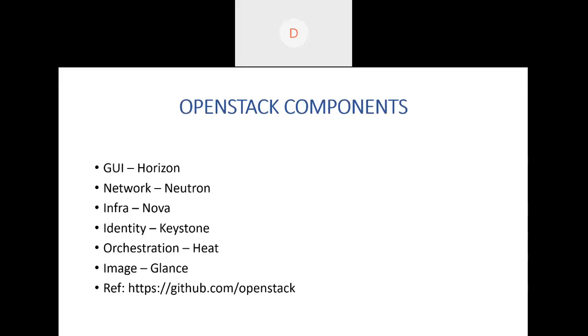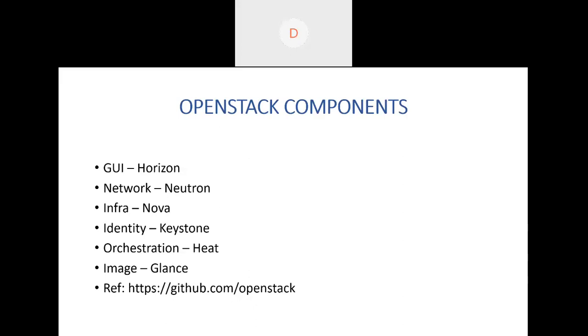OpenStack components. You can refer to the site github.com OpenStack to see the number of components that OpenStack has. It has so many components, and I have picked a few of them which are very important for launching a VM or any service in the cloud. The first one is Horizon. OpenStack supplies two user interfaces: one is the command line interface, and the other is the graphical user interface. The command line interface is always a bit cumbersome, and it will be very difficult for a novice user or operator. So they provide a nice graphical user interface, what you call Horizon. You can issue commands from Horizon as well.